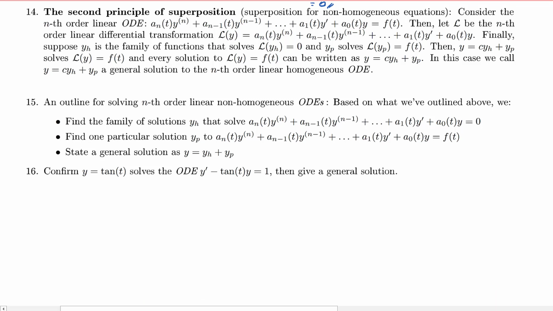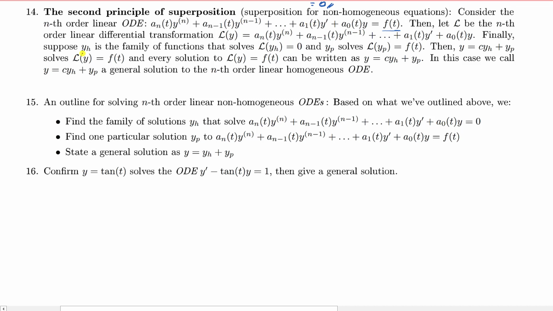Okay, folks, so now we're ready to talk about the second principle of superposition, and this is a principle for non-homogeneous equations. So again, consider the nth order linear ODE, and notice that this is non-homogeneous if f of t is not identically 0. Then we can give the nth order linear differential transformation or linear differential operator that is the left-hand side of that ODE.